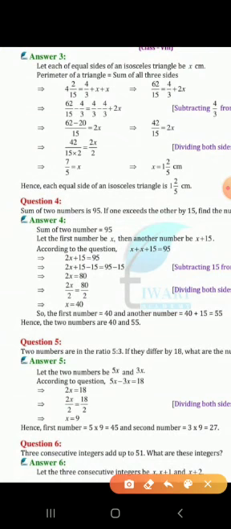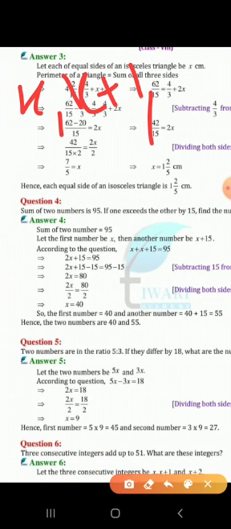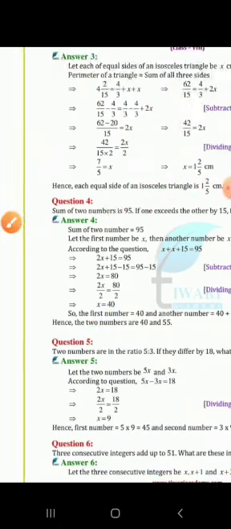So we don't know the integer, let the integer be x. So the next integer will be, we have to add 1 to it, x plus 1. Next integer, we have to add 1 to it, so it will be x plus 1 plus 1, that is x plus 2. So 3 consecutive integers means you have to add 1 to the previous integer to get the next one. So these 3 integers are in this format, and the situation given to us is that their sum is 51.